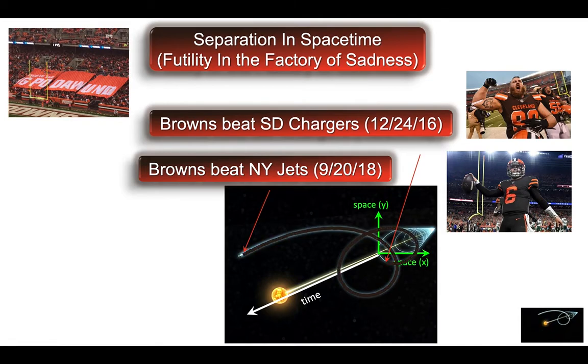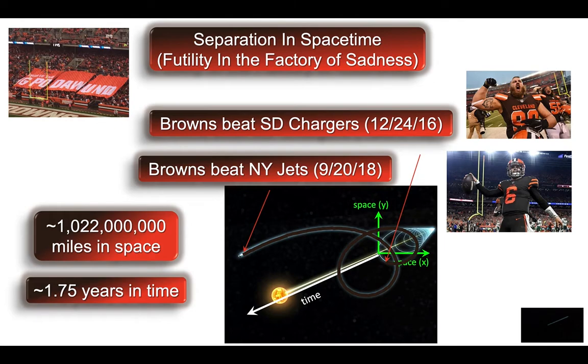And the path the Earth took around the sun between those two events is going to look something like this. So the Earth traveled about 1,022,000,000 miles through space and about 1 3/4 years in time between these two events.